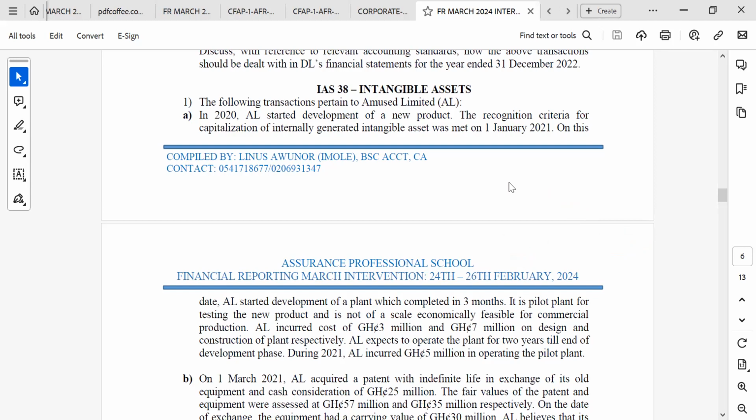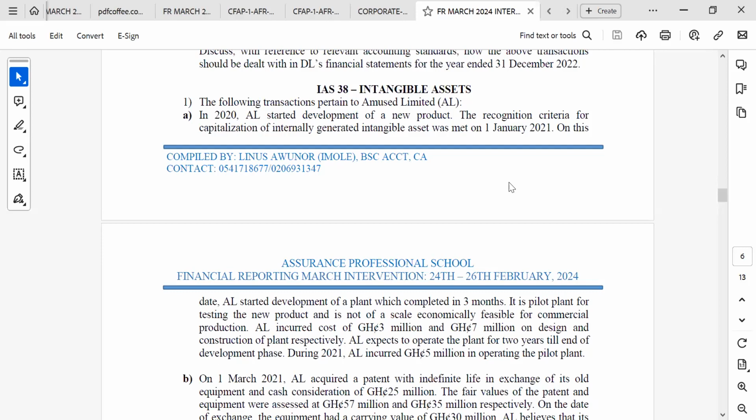So it means that we constructed a machine purposely for what? For the product. And it is part of the activities that we have to carry out for the product to be ready for use. So the 7 million will also be what? Added to the 3 million. Because it's part of the cost that we have to incur for the product to be ready. So it's part of the development cost.